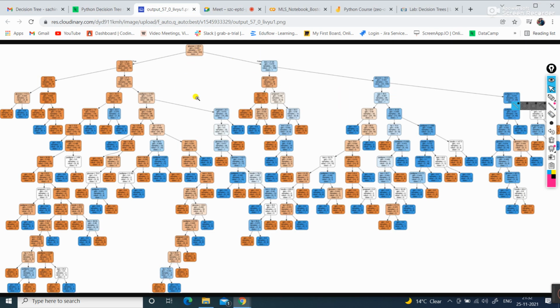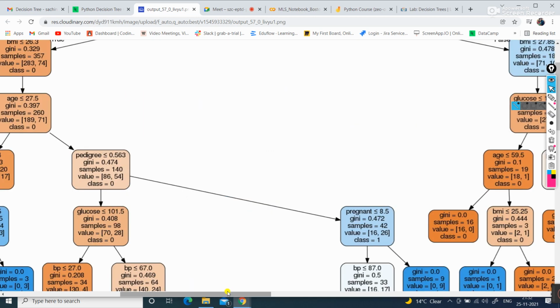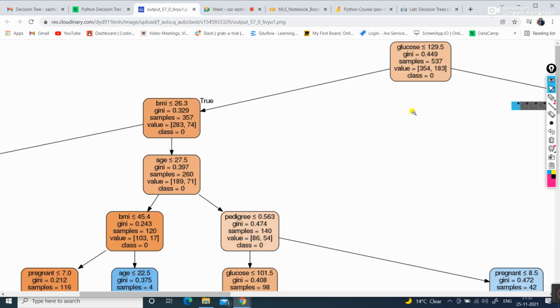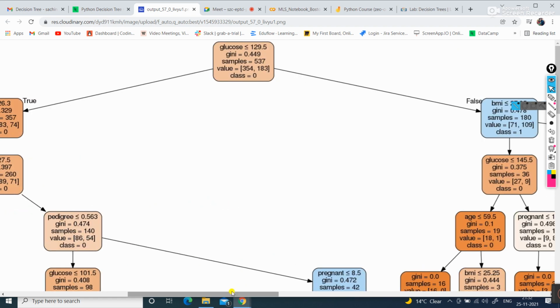And also what is the value here? This is the root, 192, 44. So how are we getting this value 149?